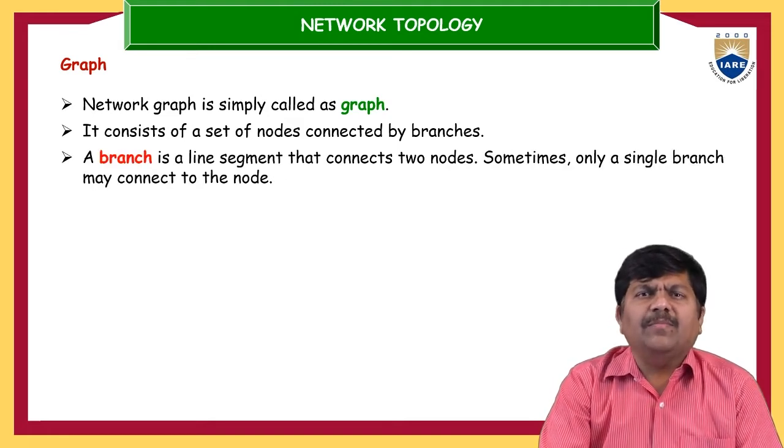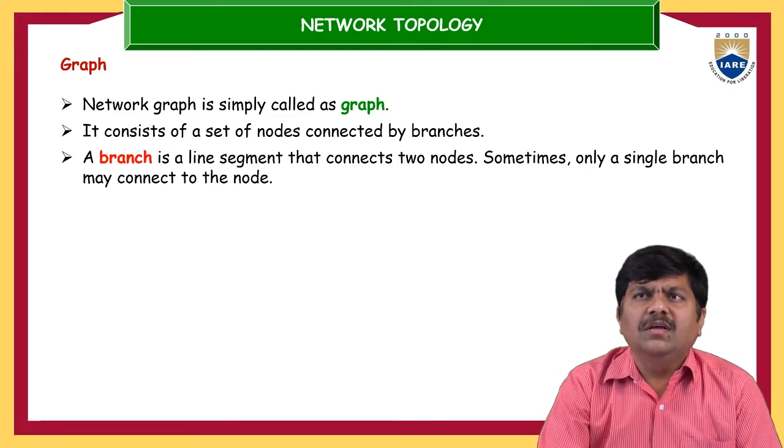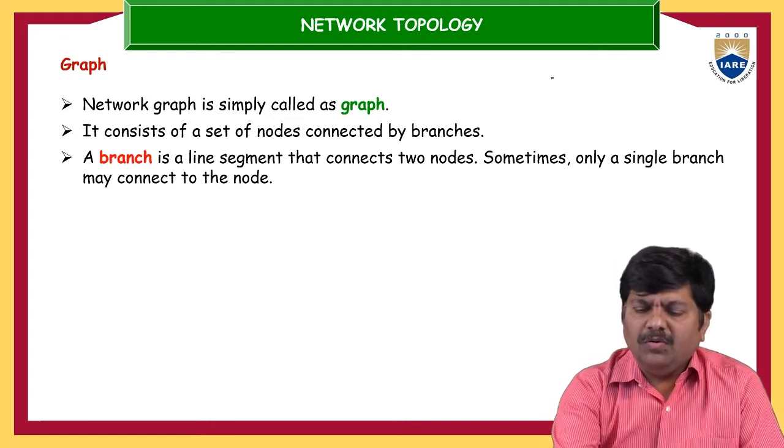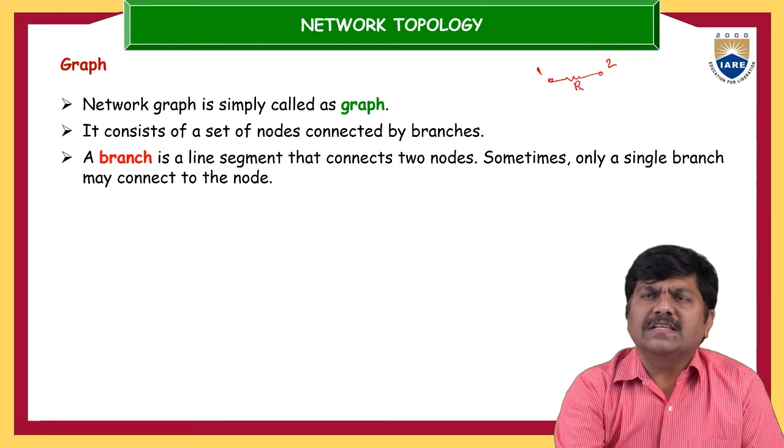Now, what exactly is a branch? A branch is a line segment that connects two nodes. Sometimes only a single branch may connect two nodes. So suppose, for example, here between node 1 and node 2, there is one resistor.